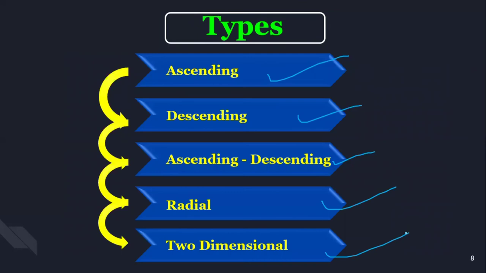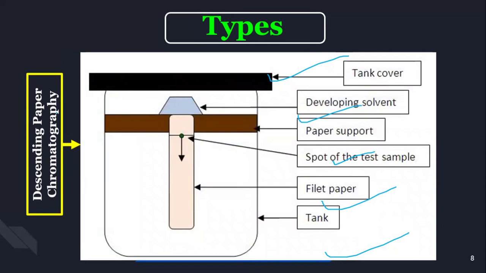Now here you can see the importance of ascending, which we have already studied. Now we talk about descending paper chromatography. This is the diagram of descending paper chromatography. The mechanism is simple, but the only thing that changes is that we use the same chromatographic jar, but the position of the solvent changes.